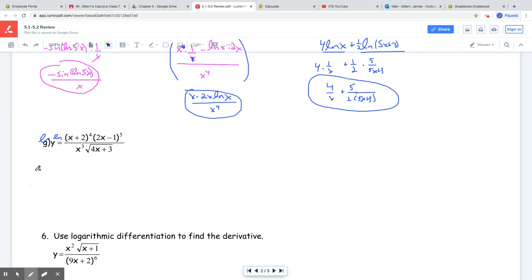So we're going to expand it. All right. A little like what we did here, but just a lot bigger because we didn't have a natural log to start with. So natural log of y equals 4 natural log of x plus 2 plus, remember on top, so I still use a plus, 5 natural log of 2x minus 1, just expanding this, and we're going to take the derivative of each one, minus 3 natural log of x minus 1/2 natural log of 4x plus 3.